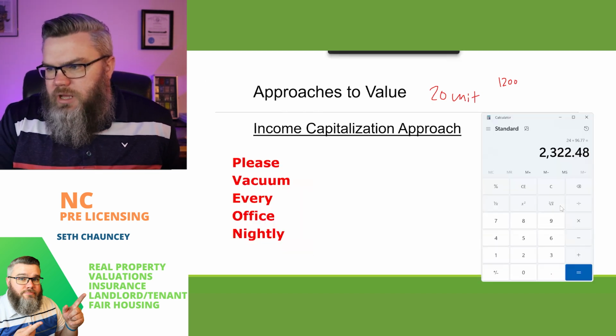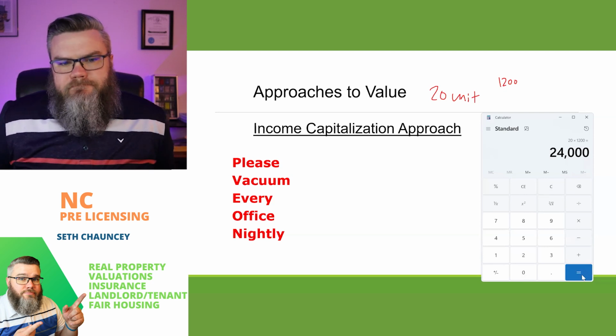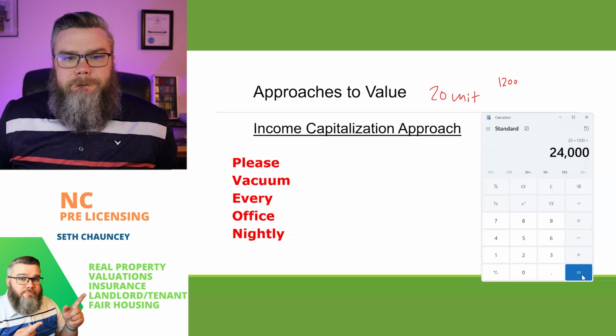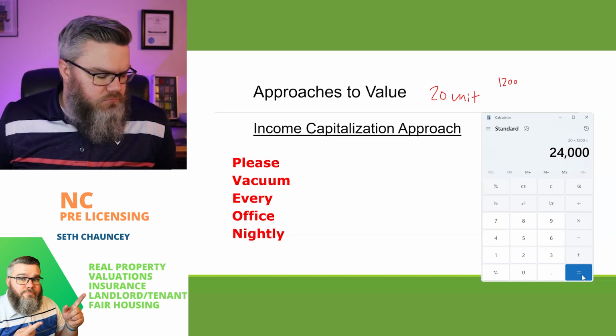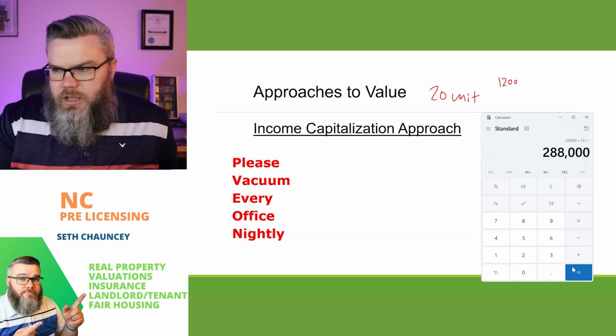So you just told me 24,000. So let's do this. 20 units times 1,200 a month is 24,000. Now, if I asked you how much you're making a year, how much is that? 288,000. So we took this and we multiplied it by 12 to get 288,000.